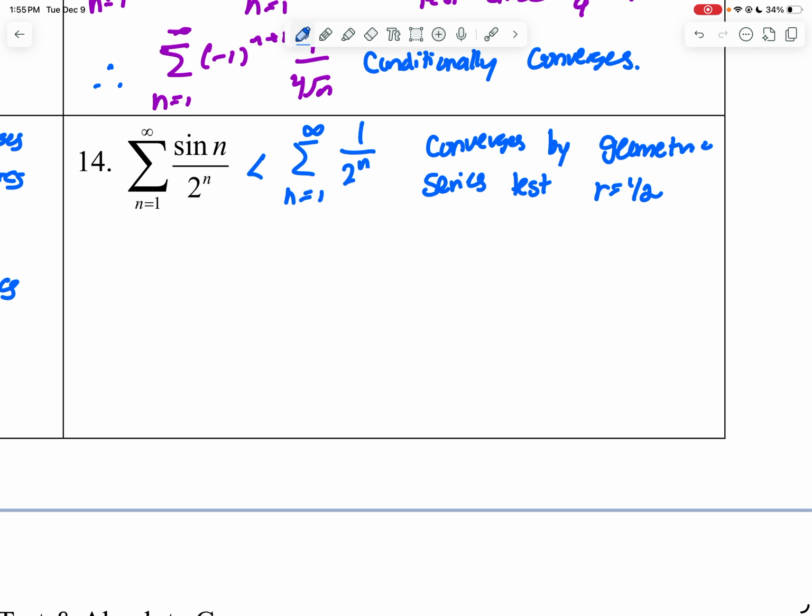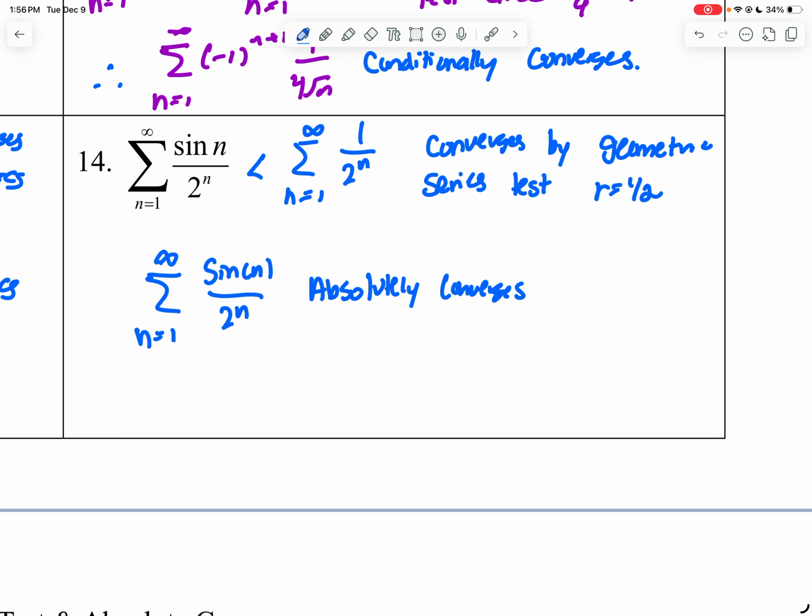And then if I take the absolute value, once again, -1 to 1 now changes to 0 to 1, which really doesn't make a lot of a difference. So here, sine n over 2 to the n absolutely converges by geometric series comparison.